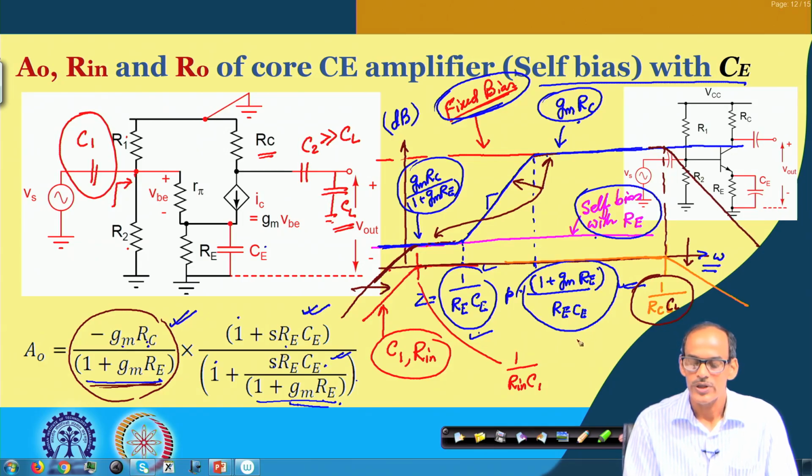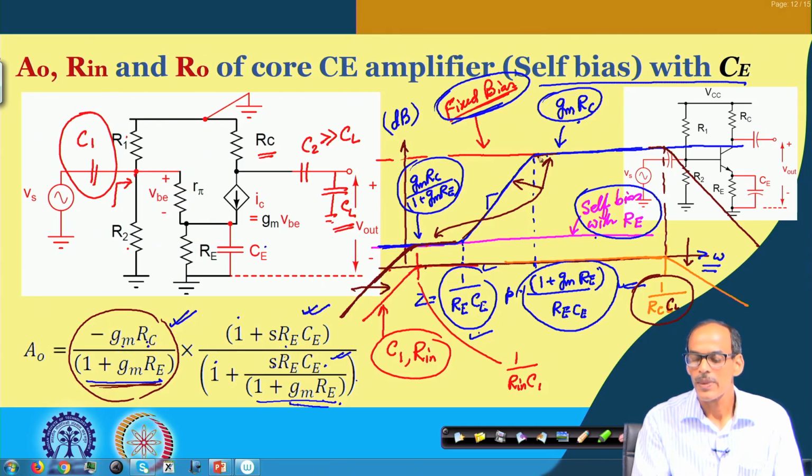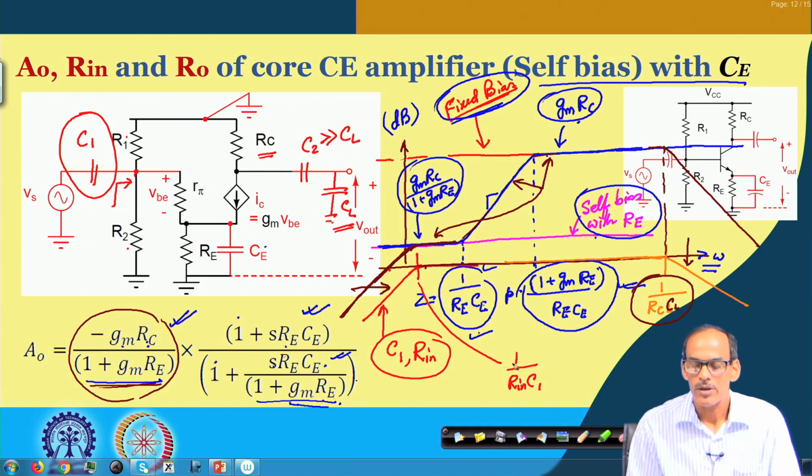So, the entire circuit frequency response has a behavior like this. What are the different poles and zeros? At this point we have an indication that it has a pole at high frequency, and then also a pole at this frequency. Then we have a zero at this frequency.